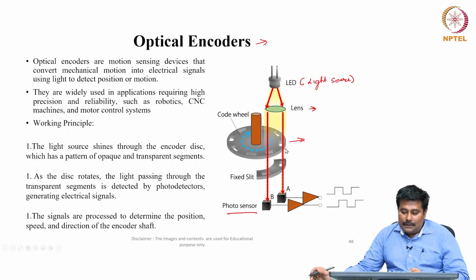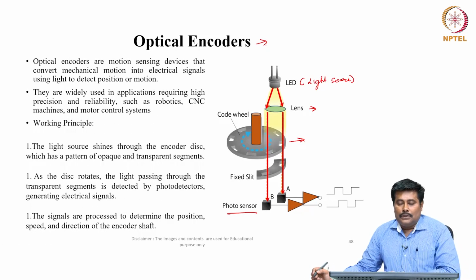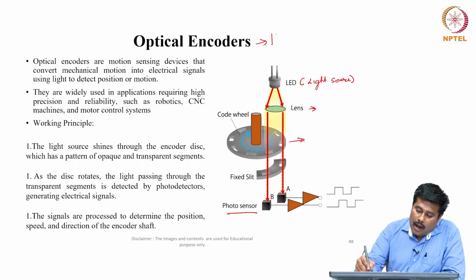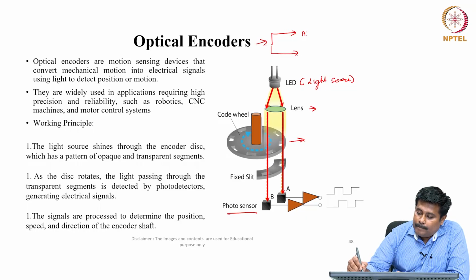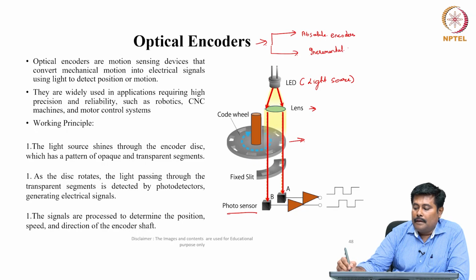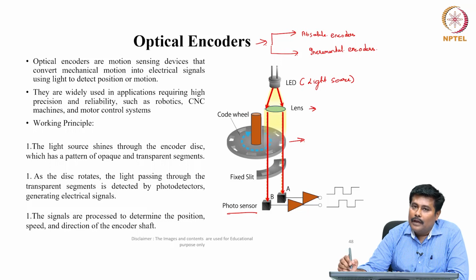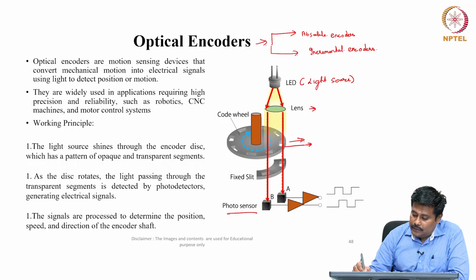Now, from the optical encoder point of view, these optical encoders are classified into two. One is called absolute encoders and the other one is called incremental encoders. As far as these absolute encoders are concerned, let us consider, we have a fixed slit.